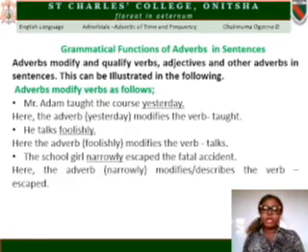It adds more information to the verb taught by telling us when Mr. Adam taught the course. So its function in this sentence is that it modifies the verb taught. Let's again look at the second sentence. He talks foolishly. Here, foolishly is the adverb, and its function is that it modifies the verb talks by providing more information about the verb talks, telling us the manner in which he talks, thereby qualifying the verb talks.